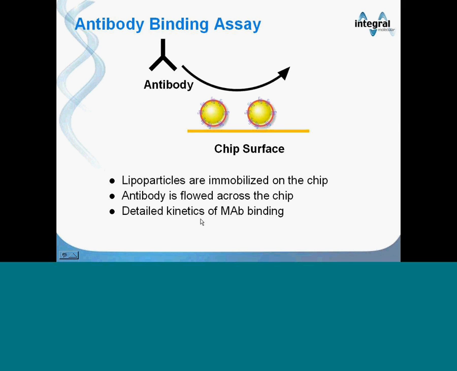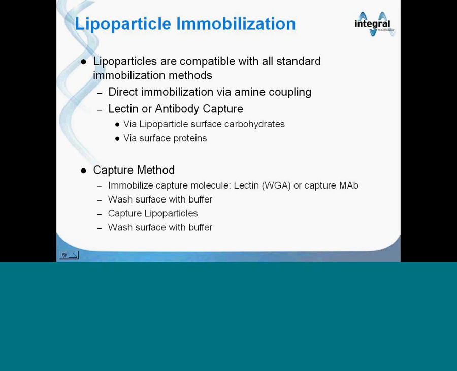The buffer that we use is PBS with a little bit of BSA. What's important to know is that lipoparticles are not compatible with detergent, so there's no detergent in any of our buffers. The basic capture method is to first immobilize the capture molecule, either the lectin, which we typically use wheat germ agglutinin, or the capture antibody. Wash the surface with buffer, capture the lipoparticles, wash again, and you're ready for your antibody injections.